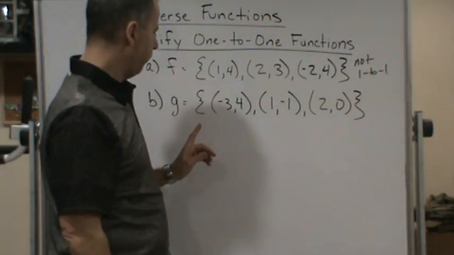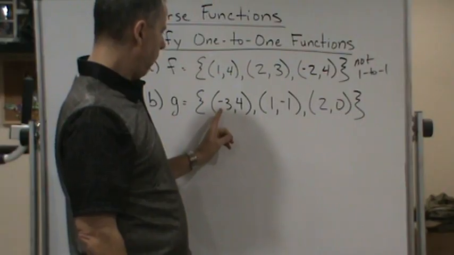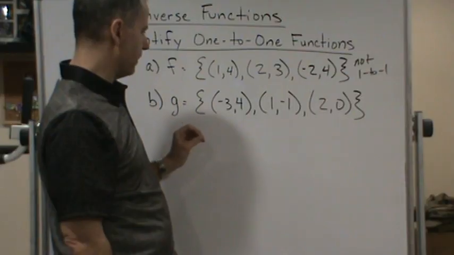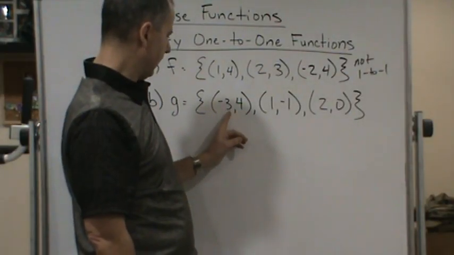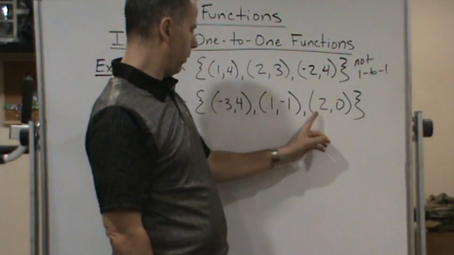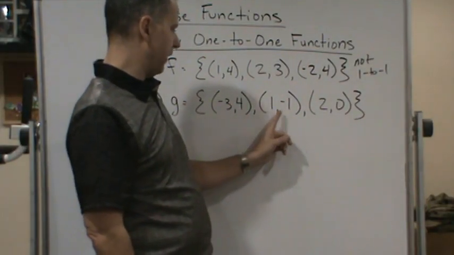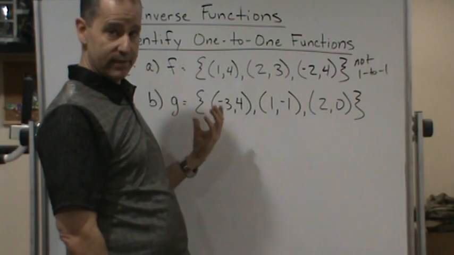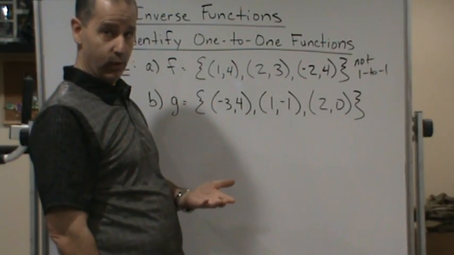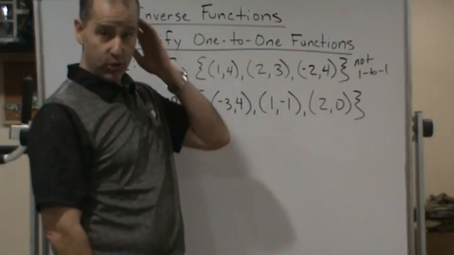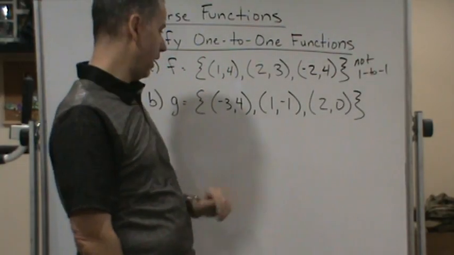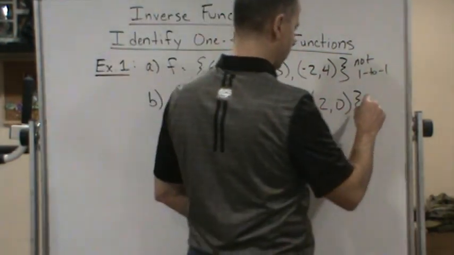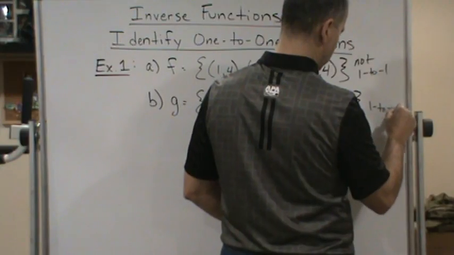Okay, again, we're going to look for what? We're going to look for two values of x that get mapped to the same value of y. And so we can see, in this case here, we don't have the same y value anywhere. So there's no way that we could have two different x values going to the same y value in this case. So this would be a one-to-one function. So this is one-to-one.